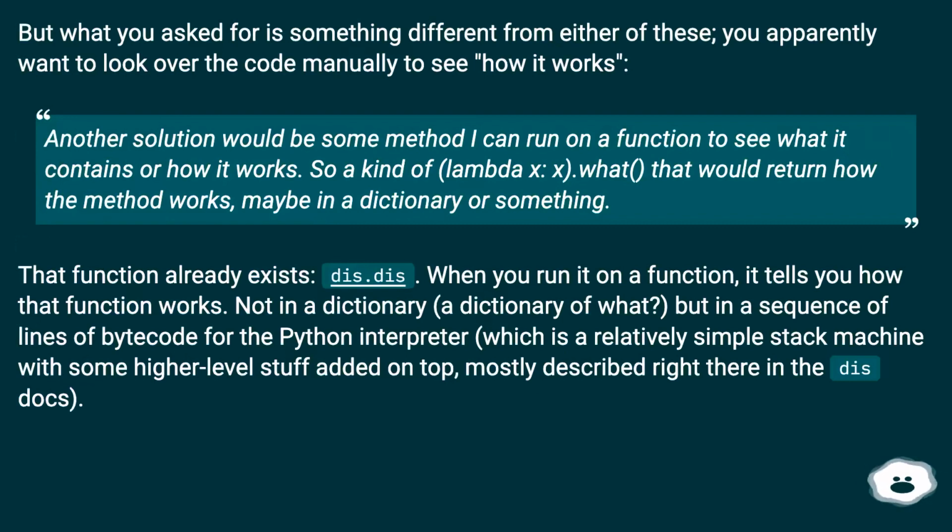Another solution would be some method I can run on a function to see what it contains or how it works. So a kind of lambda x: x, that would return how the method works, maybe in a dictionary or something. That function already exists, dis.dis. When you run it on a function, it tells you how that function works. Not in a dictionary, but in a sequence of lines of bytecode for the Python interpreter, which is a relatively simple stack machine with some higher level stuff added on top, mostly described right there in the dis docs.